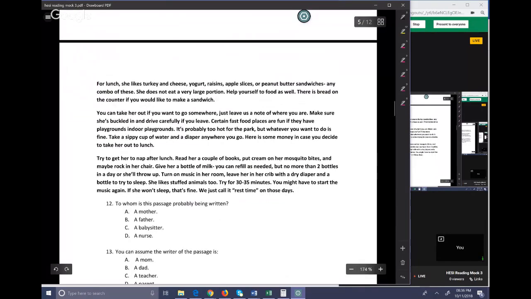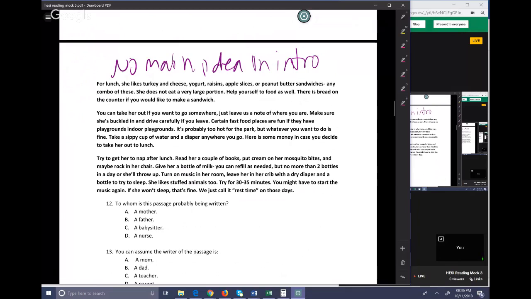This next passage I wrote right at the top of my test. I said, no main idea. No main idea in the intro. I mean, you could read the whole thing certainly and summarize it, which would arguably provide a possible main idea, but this is not a passage. This is a note written from one person to the other. So really you just needed a focus for each thing.